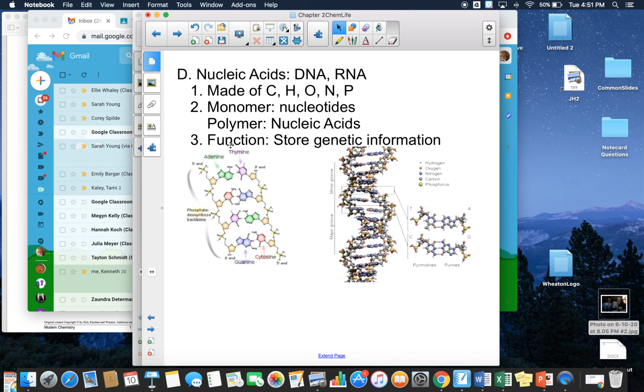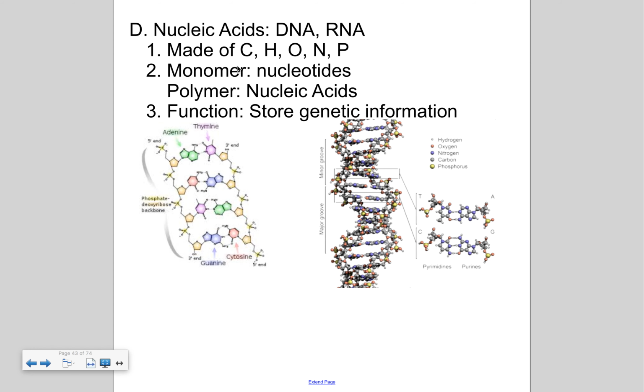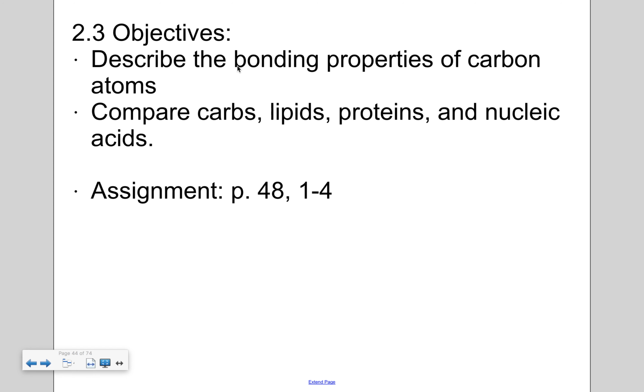But moving on. Okay, nucleic acids, the fourth macromolecule. Some examples of nucleic acids are DNA and RNA, made up of carbon, hydrogen, oxygen, nitrogen, and phosphorus. The monomers here are nucleotides like A, C, T, G, U. Link them together and you're going to make a nucleic acid. The main function of nucleic acids is to store genetic information.